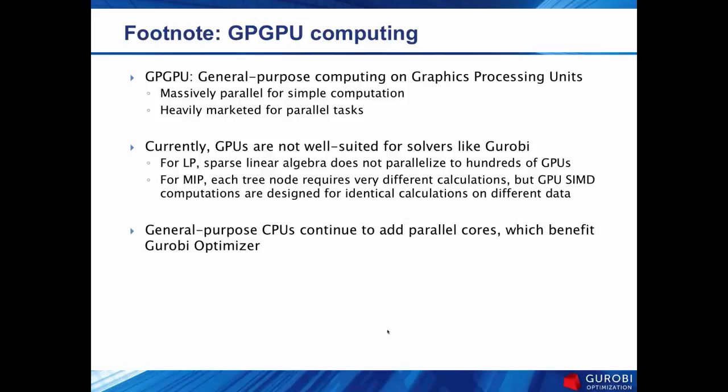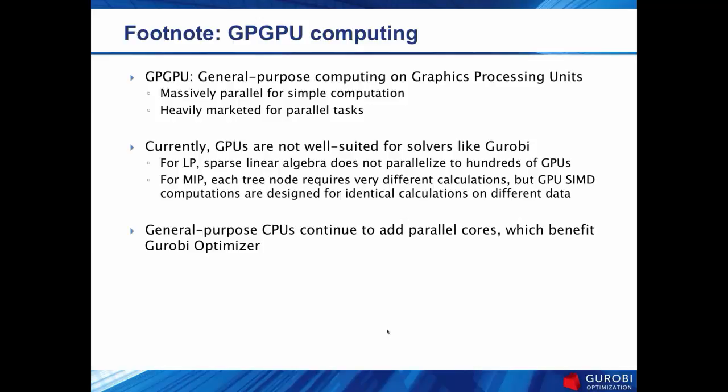Linear programming depends on sparse linear algebra. Sparse linear algebra, because of its sparsity, that's the sparse matrices that you use in linear programming, doesn't parallelize well to hundreds of GPUs, hundreds of these graphics processing units. For mixed integer programming, while the MIP tree parallelizes nicely, each tree is doing very different calculations. But the GPUs are based on the idea that each GPU is doing very similar calculations with different data. So MIP, while it does parallelize well, doesn't parallelize to the architecture that you find on graphics processing units.